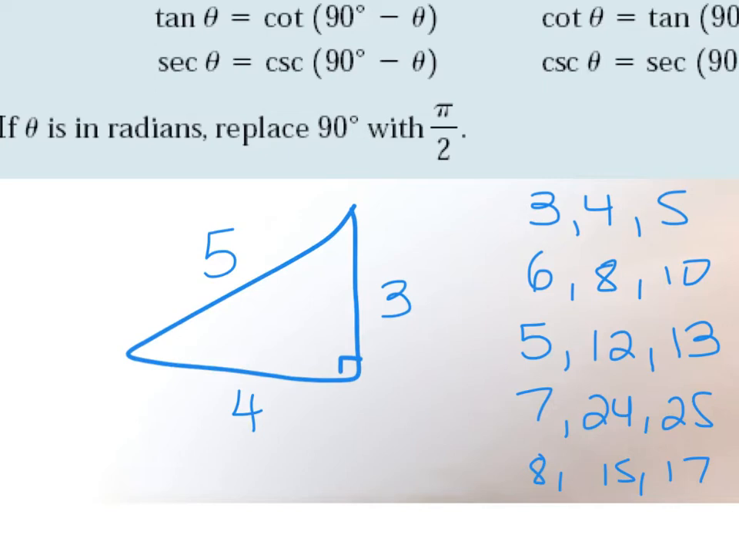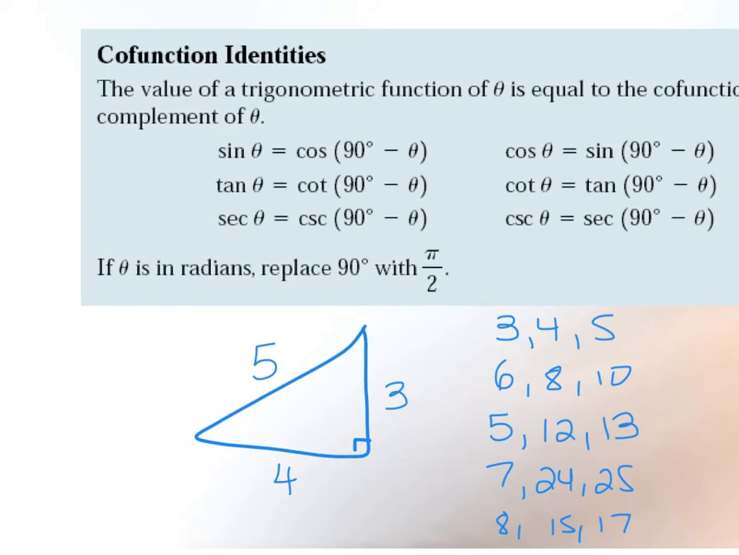So if I knew that this was my right triangle and I said that this angle was, let's just say this is 40 degrees, this is 50 degrees. I'm not saying these are the right values. I'm just saying to set up a relationship, okay? And I asked you for the sine of 40 degrees. You tell me it's what? It's 4 over 5, okay?